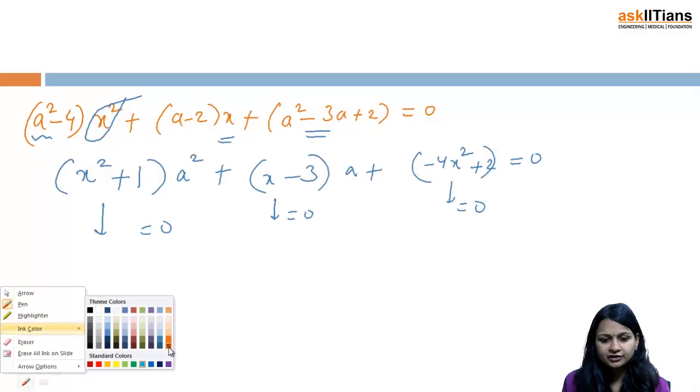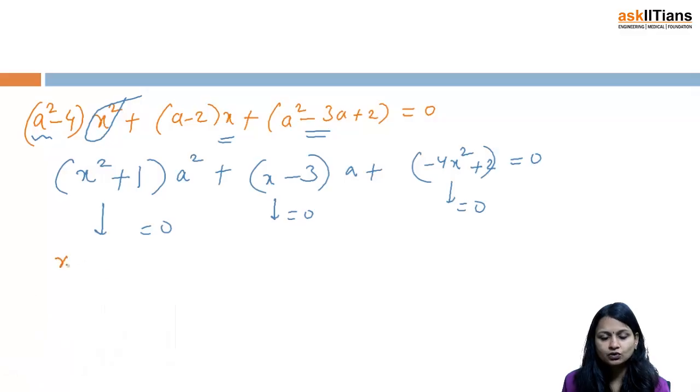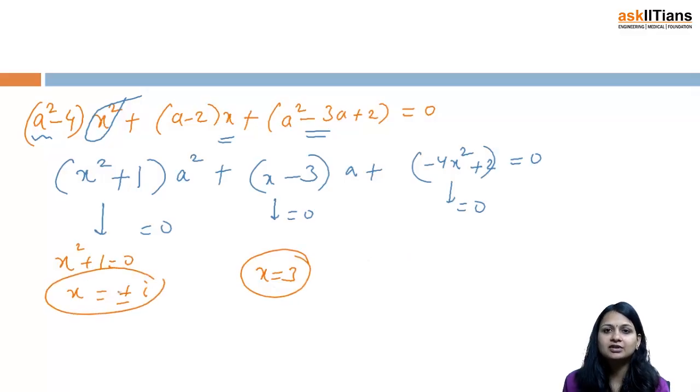From the very first you will say x square plus 1 equal to 0, that is giving you x equal to plus minus iota, right? x equal to 3, and so you can see easily that here I am not getting any common value, so I will have no answer. There is no real value of x for which the whole expression becomes equal to 0 always, for all values of A. So what is my final answer? That there is no value of x for which this equation becomes identity in A. Very good question.